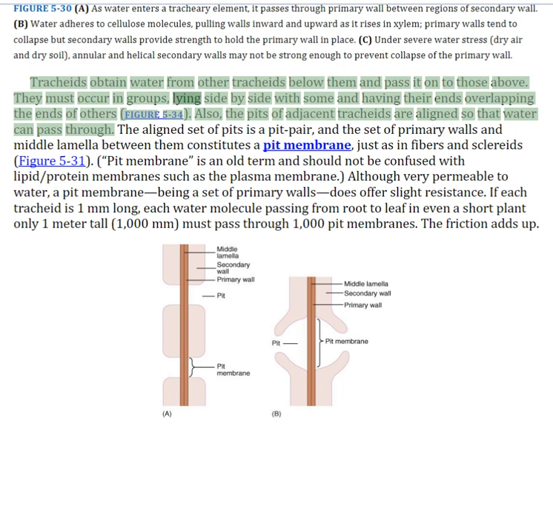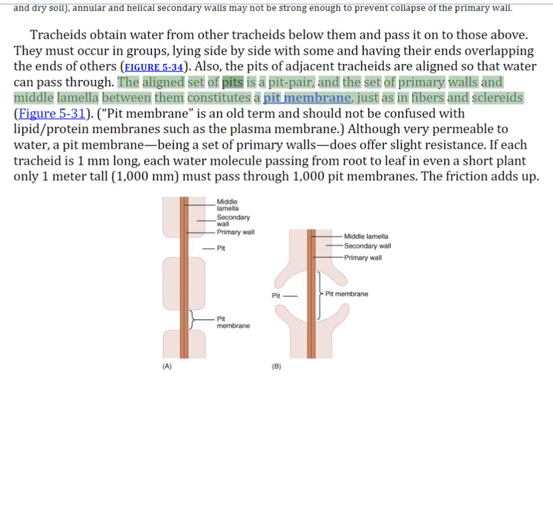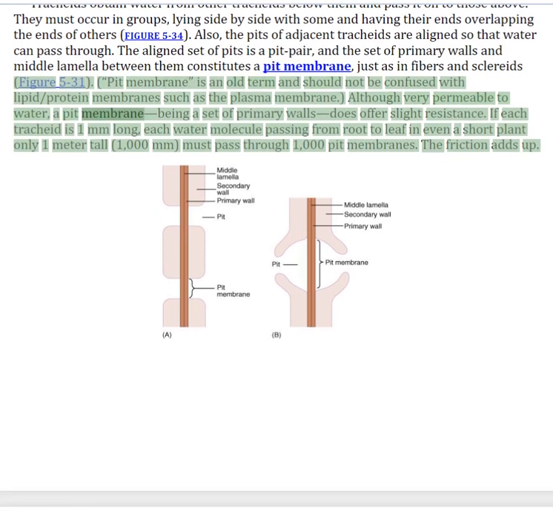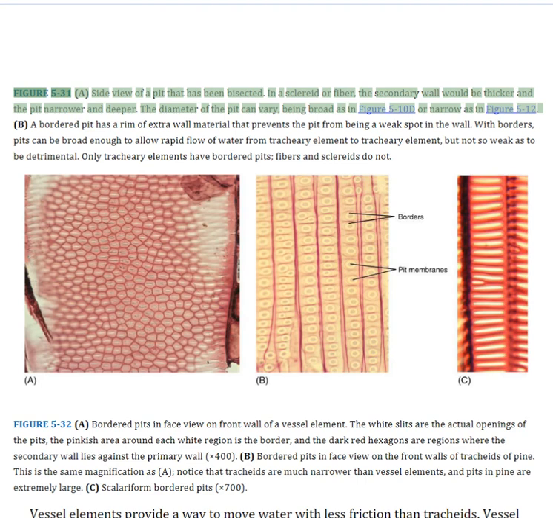They must occur in groups, lying side by side with some having their ends overlapping the ends of others. Also, the pits of adjacent tracheids are aligned so that water can pass through. The aligned set of pits is a pit pair, and the set of primary walls and middle lamella between them constitutes a pit membrane, just as in fibers and sclerids. Although very permeable to water, a pit membrane, being a set of primary walls, does offer slight resistance. If each tracheid is 1 mm long, each water molecule passing from root to leaf in even a short plant only 1 meter tall must pass through 1,000 pit membranes. The friction adds up.